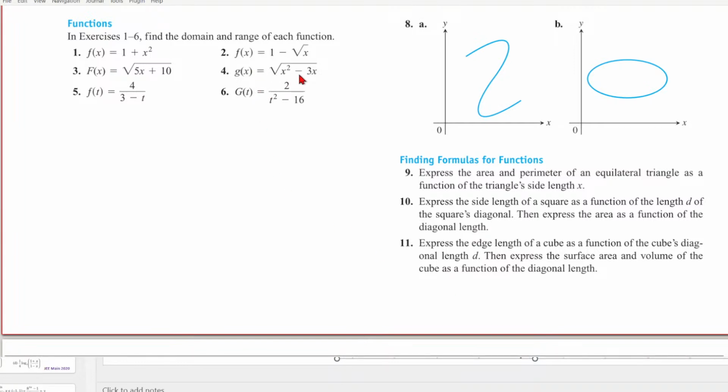Fourth one, g of x equal to under root x square minus 3x. Where all is g of x defined? That means x square minus 3x should be greater than or equal to 0, right? Yes, sir. Okay. x equal to 3, sir. That is x square minus 3x equal to 0, right? Yes, sir.